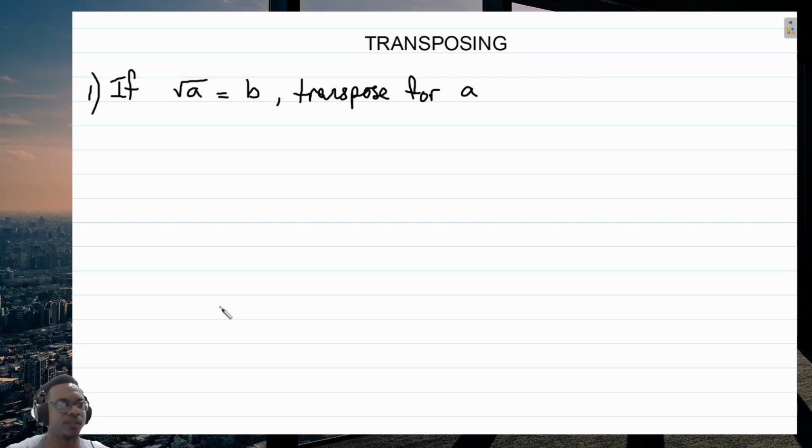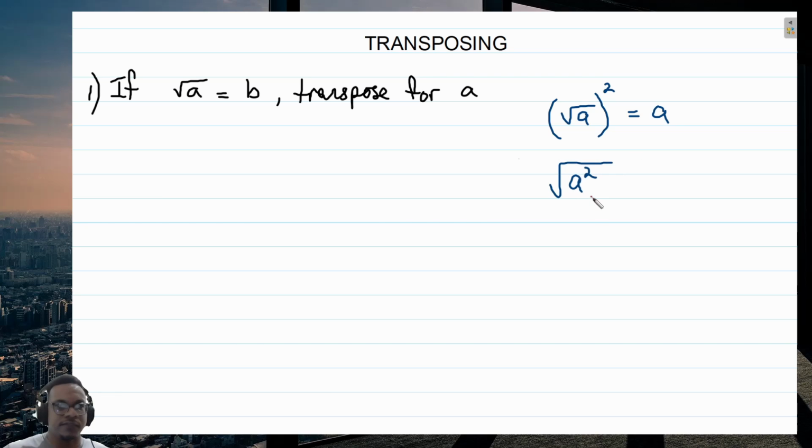In this video, we're going to discuss how to deal with square and square root signs when we are transposing. So in this first question, I have: if the square root of a is equal to b, we want to transpose for a. Now the square and square root signs are opposites of each other, meaning if I had the square root of a and I square that square root of a, the square and the square root signs will cancel out each other because they are opposites of each other. So I'll simply remain with a.